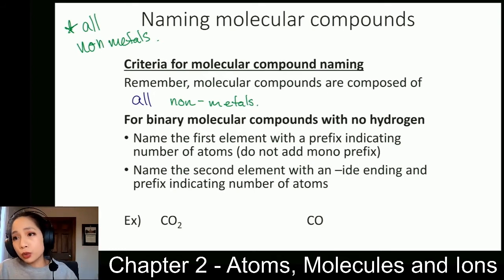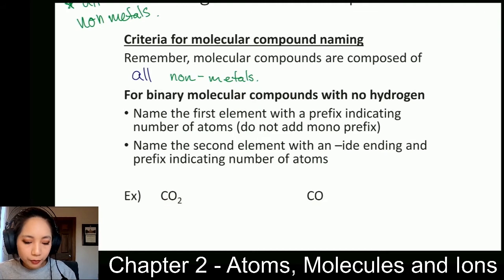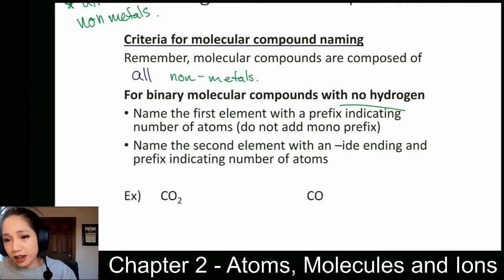There are different rules when it comes to naming molecular compounds. So the first thing is, if we have a molecular compound that has no hydrogens in it. So let's do those rules first. For naming, let's look at these two examples. The steps to naming molecular compounds with no hydrogen is, first you want to name the first element with a prefix that indicates the number of atoms that are present.